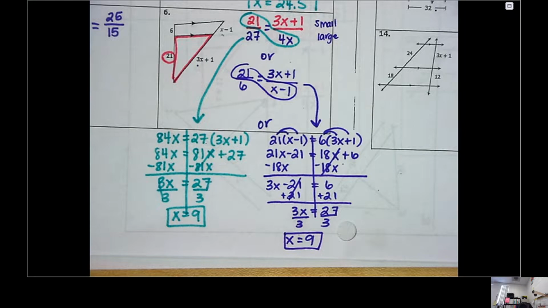Wait, this is x minus 1, that's one. Good. Plus. This side? 3x times 6 is 18. 6 times 1 is... Oh, 6, not 7. Oh, yeah.